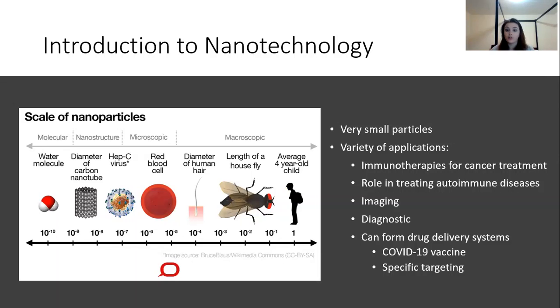And they also have a role in treating autoimmune diseases. They can also be used, as I mentioned, in imaging and diagnostic testing. And they can form drug delivery systems such as the COVID-19 vaccine. And they also have specific targeting, which is nice, again, with things like cancer, where you can have the drug go to one specific organ or one part of the body instead of attacking the entire body as a whole and having unwanted side effects.